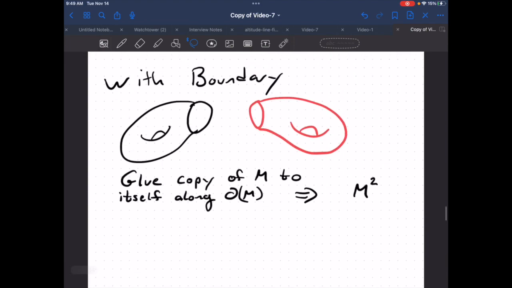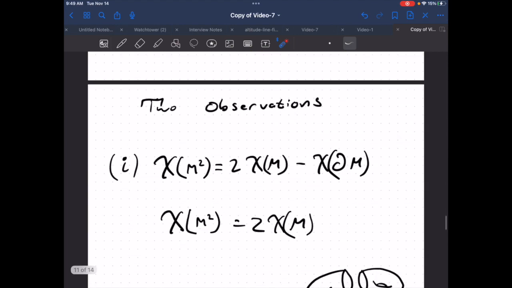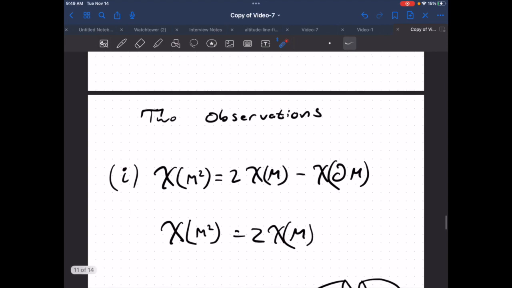Okay, but 2 observations when we do this. We'll call the surface we get after gluing M squared, because we're sort of copying it in some way. It made sense earlier. So the first observation is the Euler characteristic of our new surface is twice the Euler characteristic of our old surface minus the Euler characteristic of the boundary.